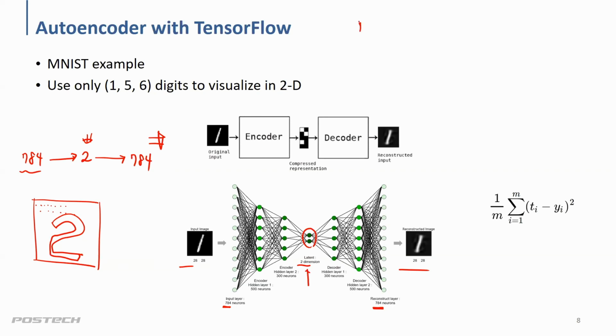For the MNIST data set, there are 10 digits from 0 to 9. But in this case, for demonstration purposes and simplicity, I'm going to use only 1, 5, and 6. I mean 3 digits, to visualize in 2-dimensional space. There's no specific reason, I just want to see what kind of things are happening in the latent space. So I decided to have 3 digits.